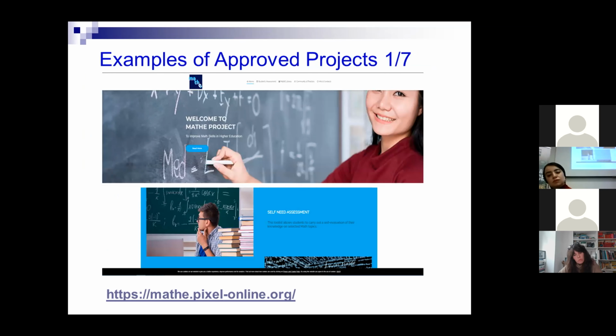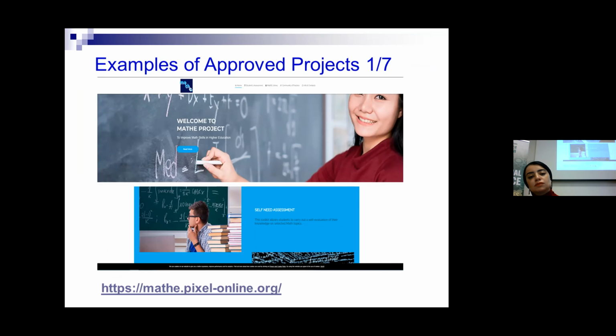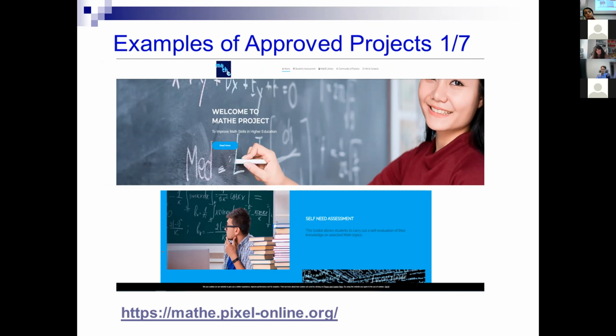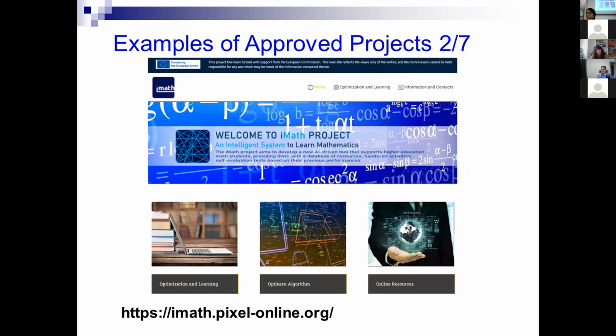Now, examples of projects that were approved in the framework of this program. The MATI project: the applicant organization is the Instituto Politécnico de Bragança in Portugal. Pixel was supporting them in the project writing process and in the project management. The aim of this project is to find strategies to make it possible for first-year lecturers of mathematics in universities to assess the knowledge of first-year students, so as to adapt the program to their specific needs.